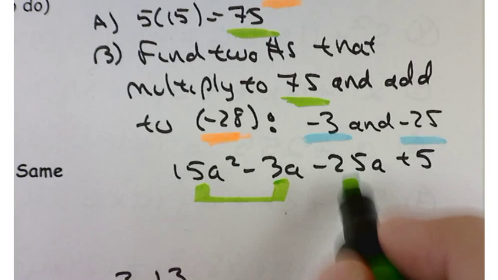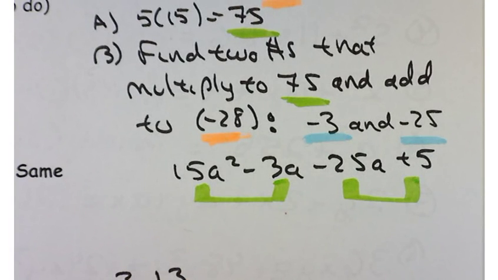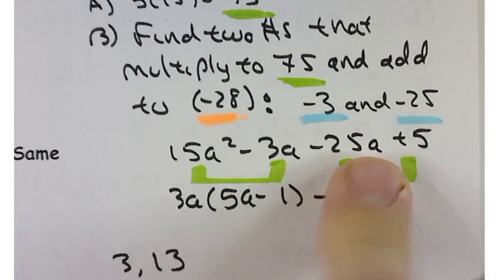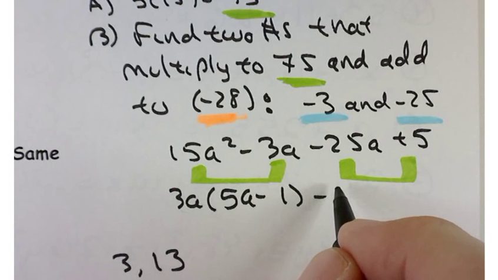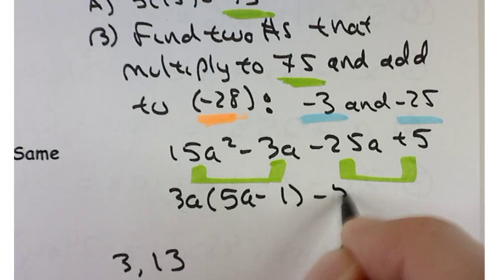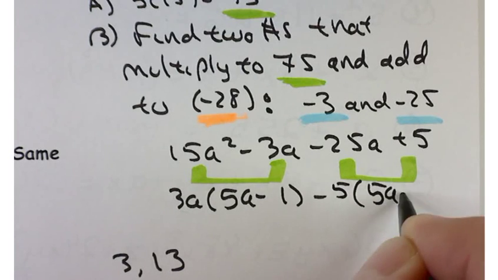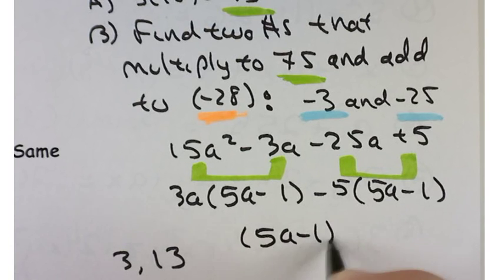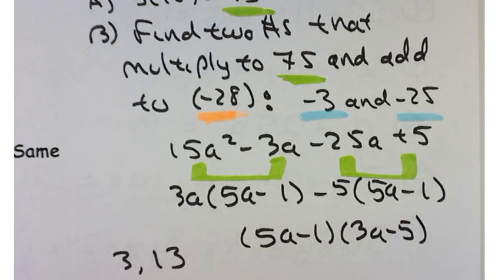What should I factor out of the first pair? I'd just go with a positive 3a. So 3a times 5a minus 1. And from the second pair, I'd factor out a negative 5, actually. Because if you factor out a positive 5, then the terms inside the parentheses won't match these terms. So negative 5 times 5a minus 1. Notice that factoring out the negative here changed the sign on both of those terms. Overall, 5a minus 1 times 3a minus 5. So there you go. Finish factoring that one.